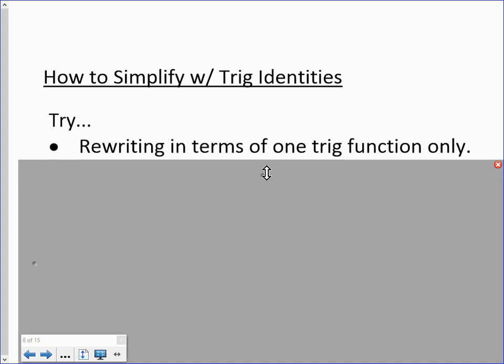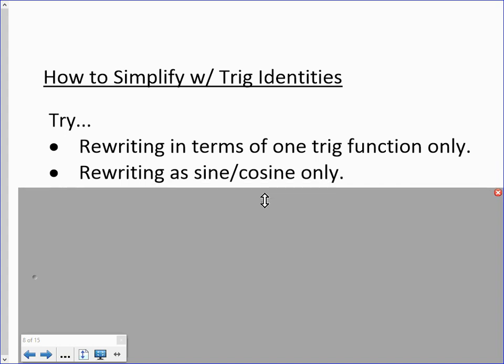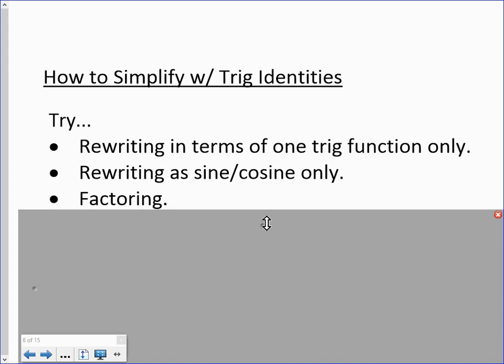If you can't get it in one trig function, then try getting it in terms of only sines and cosines. Now, sines and cosines are related in the Pythagorean identity. Sine squared plus cosine squared equals 1. They have the quotient identity. Sine over cosine is equal to tangent. So, if possible, getting them in only sines and cosines can be helpful. You might be on the lookout for factoring.